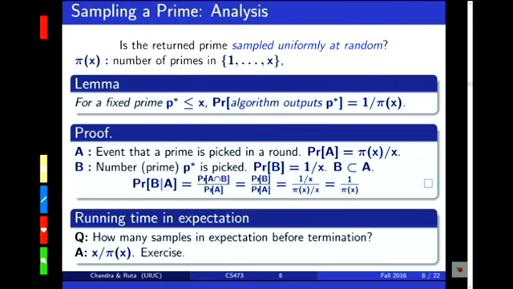Suppose my random variable X is the number of rounds I have to make before I pick a prime. Then X equals 1 with probability pi x over x. Now what is the probability I don't pick a prime in the first round, but instead pick a prime in the second round? That is 1 minus pi x over x, times pi x over x, times 2. If you do this series, you will get a summation series. If you simplify it, you will get x over pi x. You can try and do that.